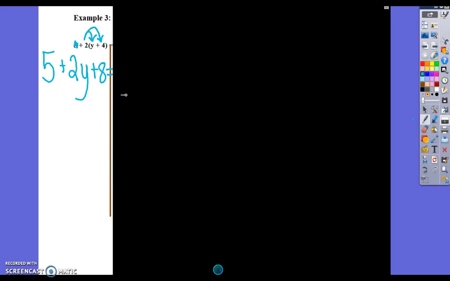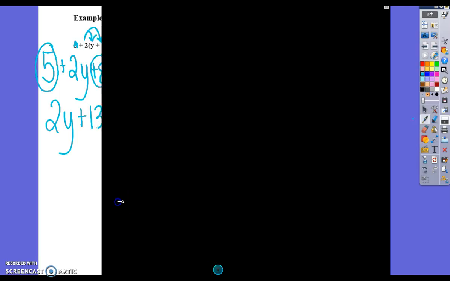Okay, can I still simplify anything just on this side? And the answer is yes. So I'm going to simplify what can go with 5, and that would be 8. So what is 5 plus 8? 13. You could put it in front or you could put it behind. I'm going to put the 2y first. It doesn't matter, and it is a positive 13. Okay, anything else on just this side that we can do? And the answer is no. So we're going to go start working on the other side now.